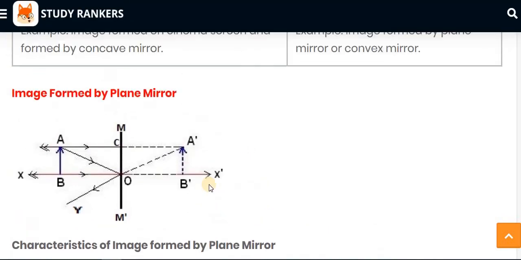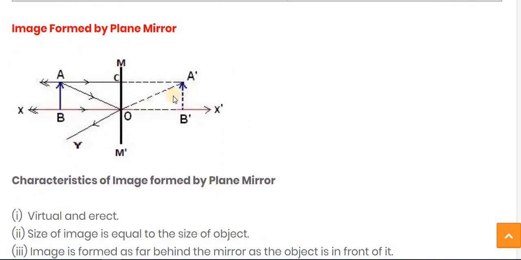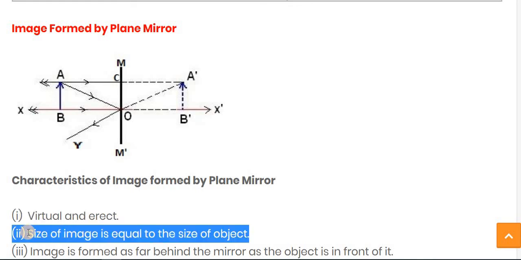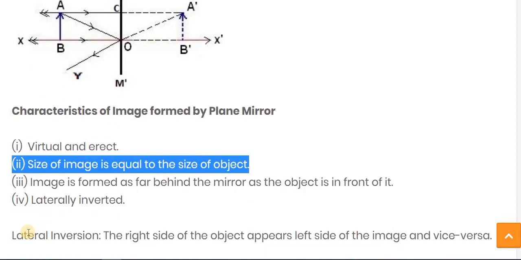Then you have to draw this figure as well and explain the characteristics of the plane mirror. The first one is that it is virtual and erect. Second, the size of the image is equal to the size of the object. Here you can see in the figure as well, the object size is the same as the image size.